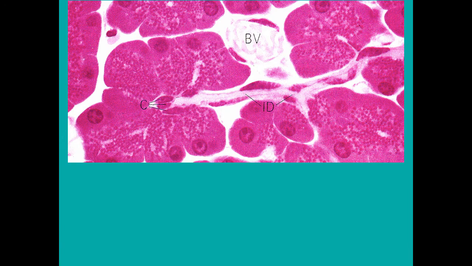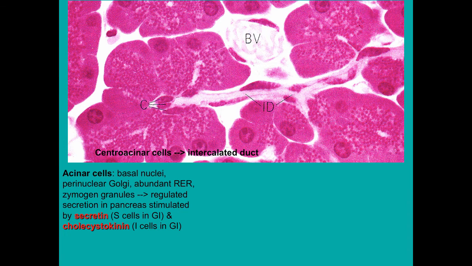This histological view just shows some of the acinar cells with the intercalated duct and the centroacinar cells. The centroacinar cells make up the smallest divisions of the intercalated ducts. The acinar cells have typical basal nuclei, a perinuclear Golgi apparatus, abundant rough ER. They show zymogen granules that are held for regulated secretion in the pancreas.